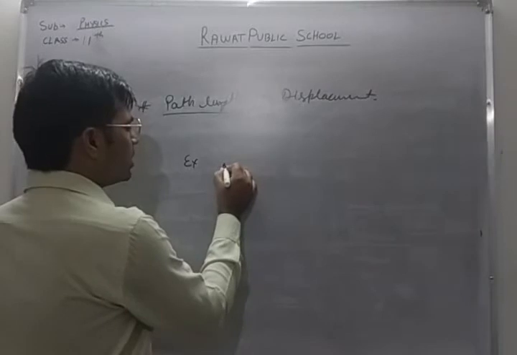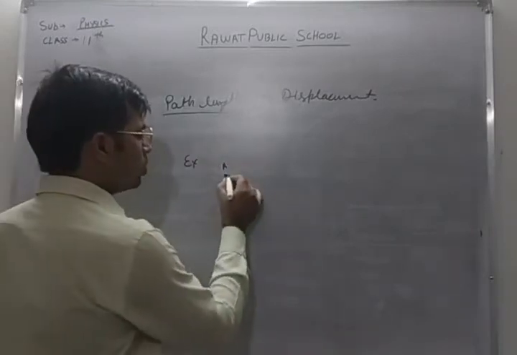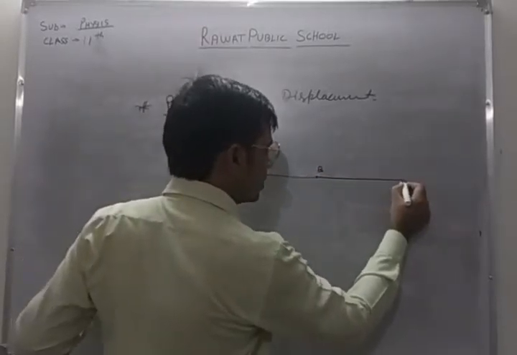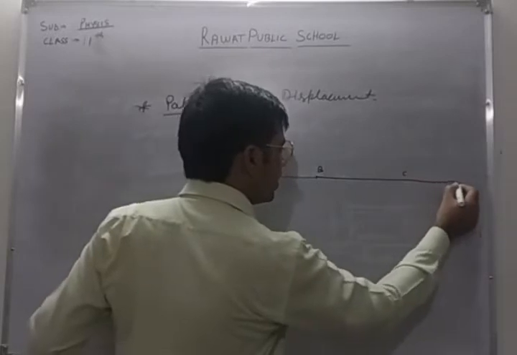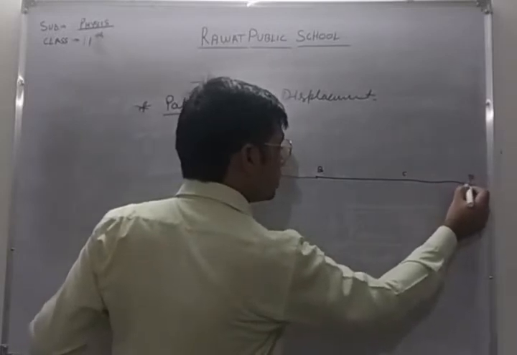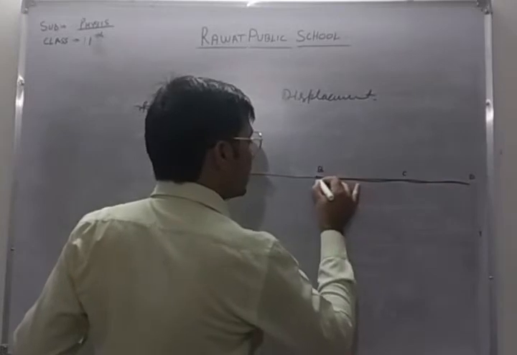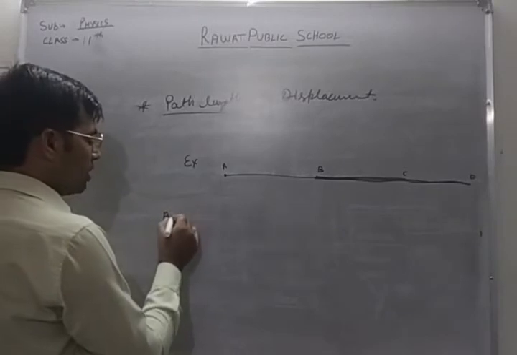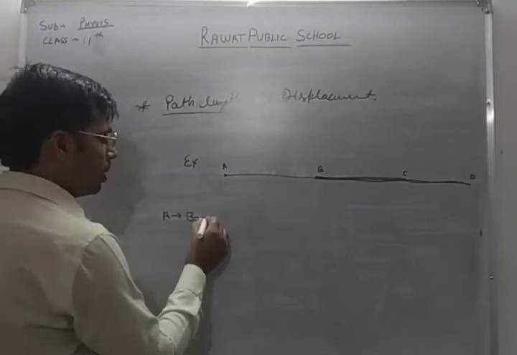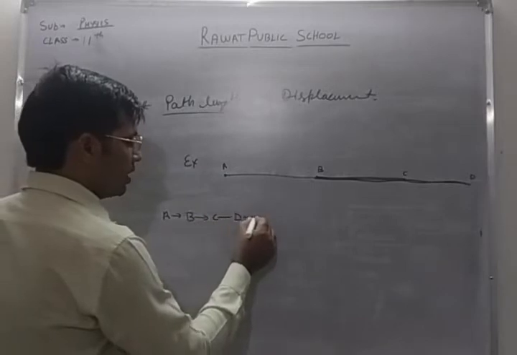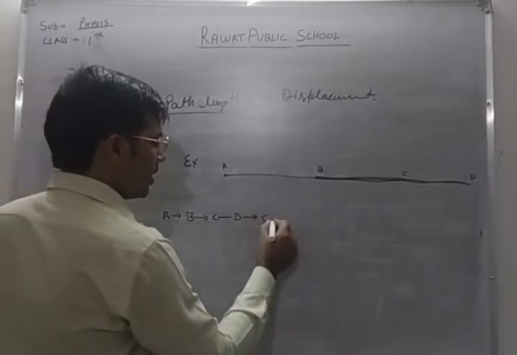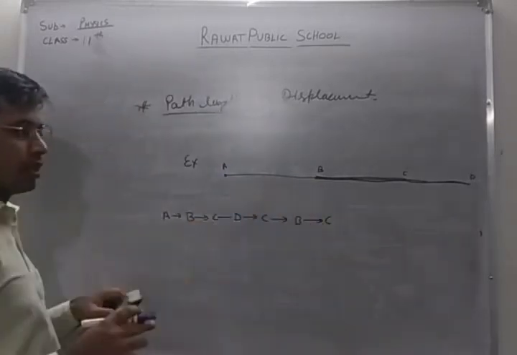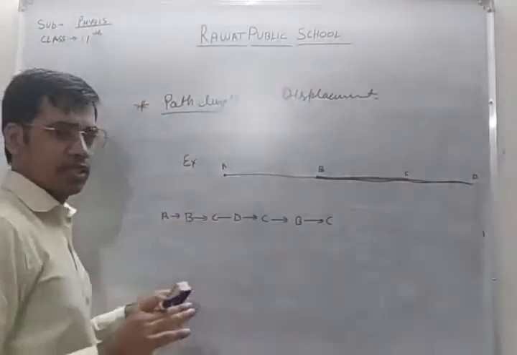Let's say our object started from A, it moves to point B, then to point C, and then it moved to point D and returns back to point C and point B, and then again reaches point C. Now what is the path of the object? A to B, B to C, C to D, then D to C again, then to B, and then again to C. This was the path of the object.